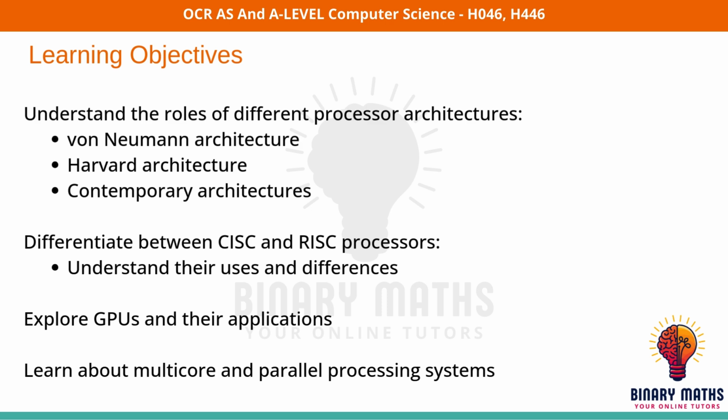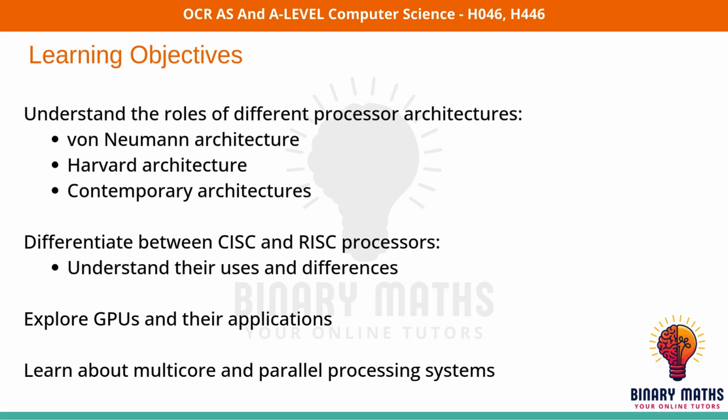Now, let's move on to contemporary architectures. Modern processors often combine elements of both von Neumann and Harvard architectures to optimize performance. They use techniques like pipelining, superscalar execution, and out-of-order execution to handle multiple instructions at once, significantly boosting processing speed. Now, for the A-level course, you won't need to be familiar with superscalar execution and out-of-order execution, but these are there for example purposes, which you are free to search up and research at your own leisure.